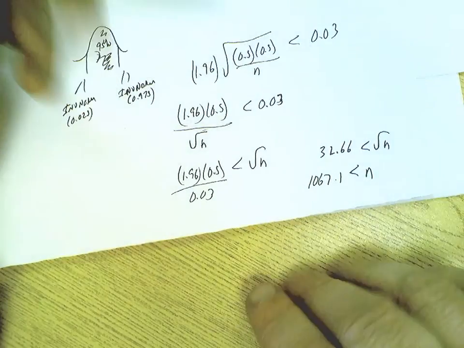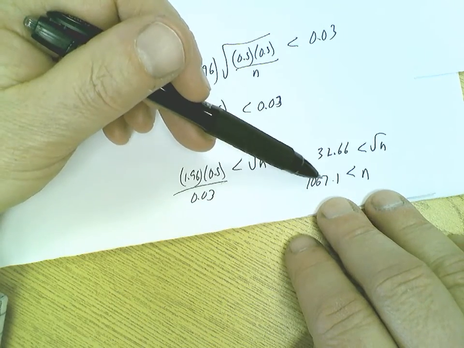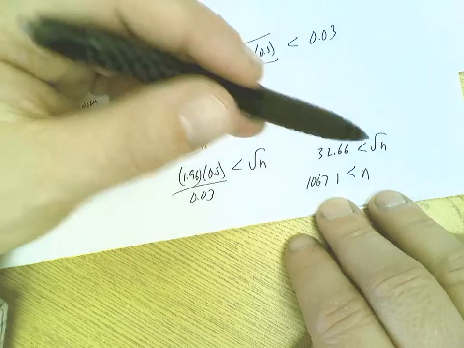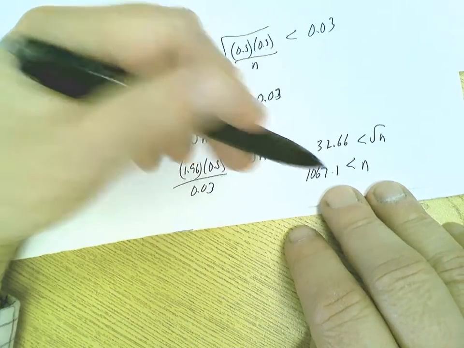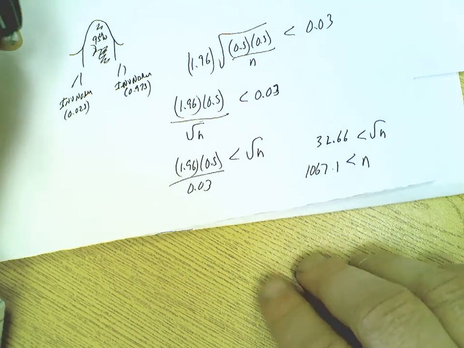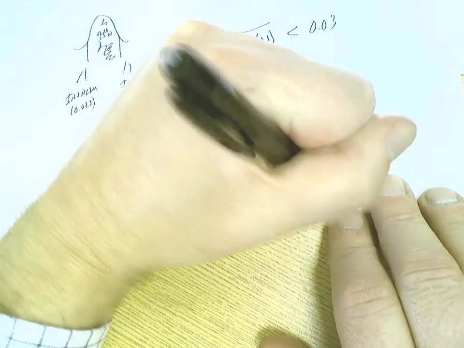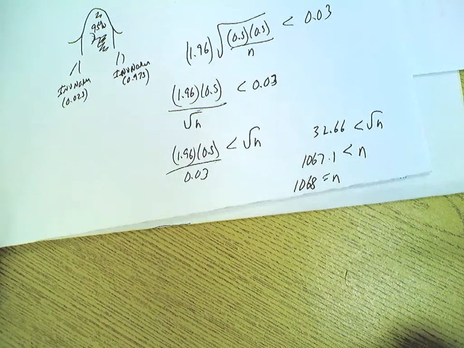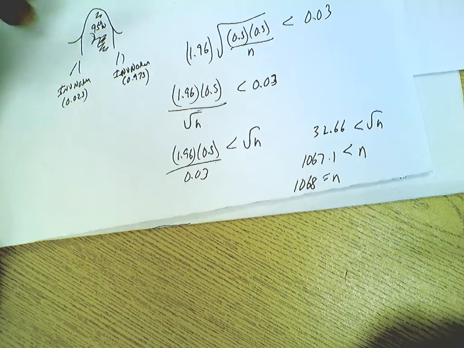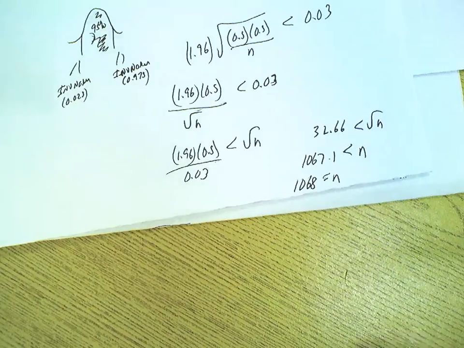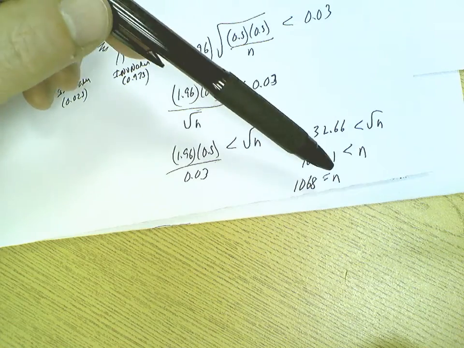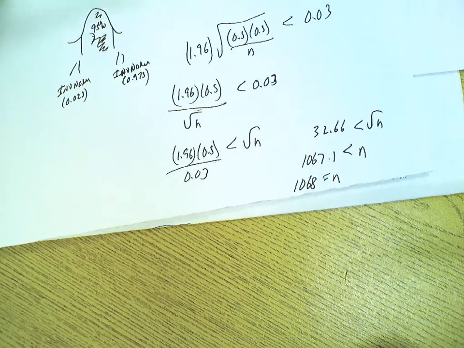What do I know? If I surveyed 1067.1 customers, I'd be at that level. However, you can't survey 0.1 of a person, you need a whole person. How do we do this? Round up. Our desired sample size is 1068. So that's the process here. We have to do a little bit of conservative work, a little bit of detective work, and a little bit of algebra. But we can come up with a desired sample size to produce a given margin of error at a specified confidence level. It's a key point.